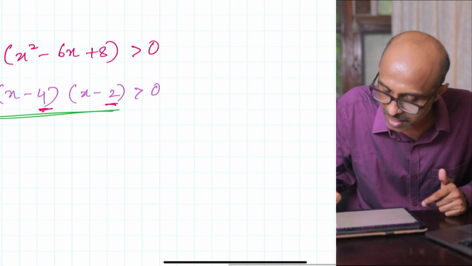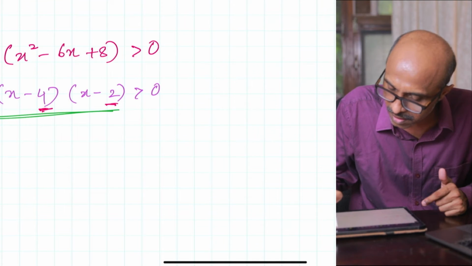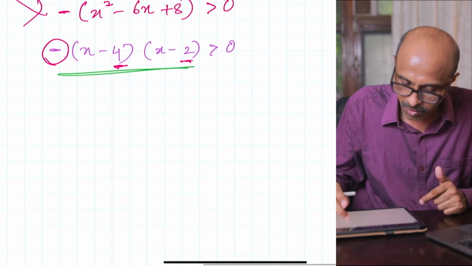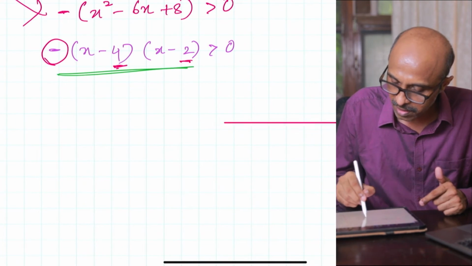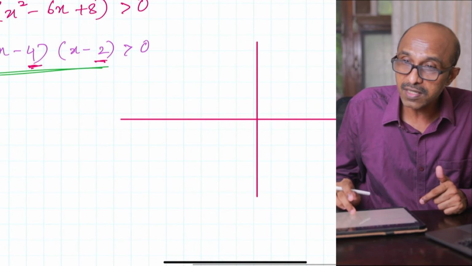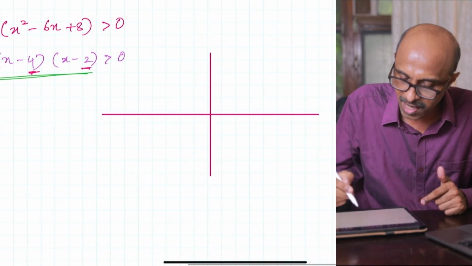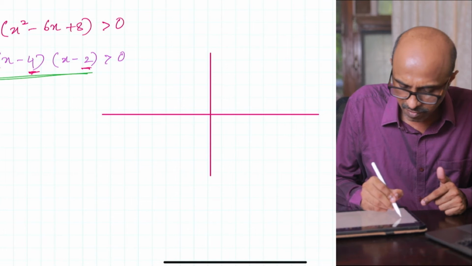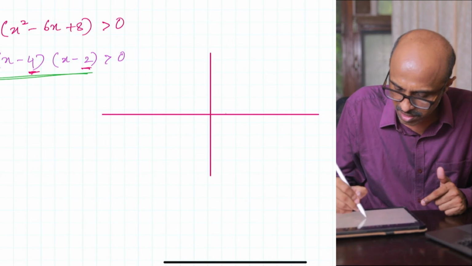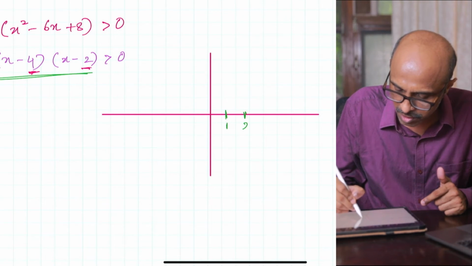So let's draw that axis again. Where's that tool? Here we go. I'm going to draw the axis here. Can you see this? There you go. All right. And we want x equals 4 and x equals 2, correct? So this is approximately 1, 2, 3, and 4.